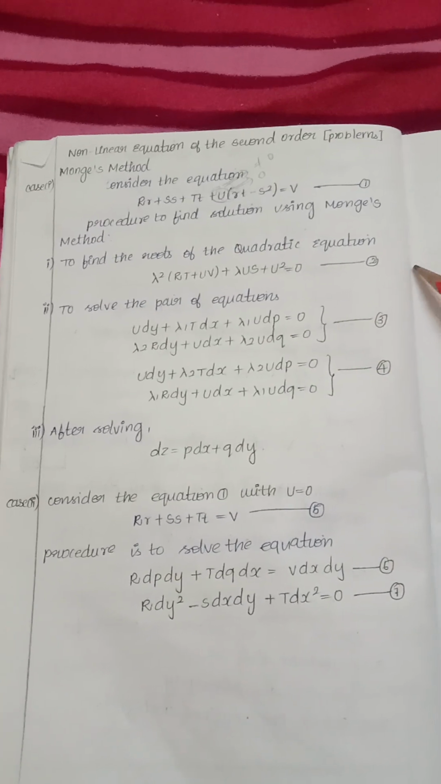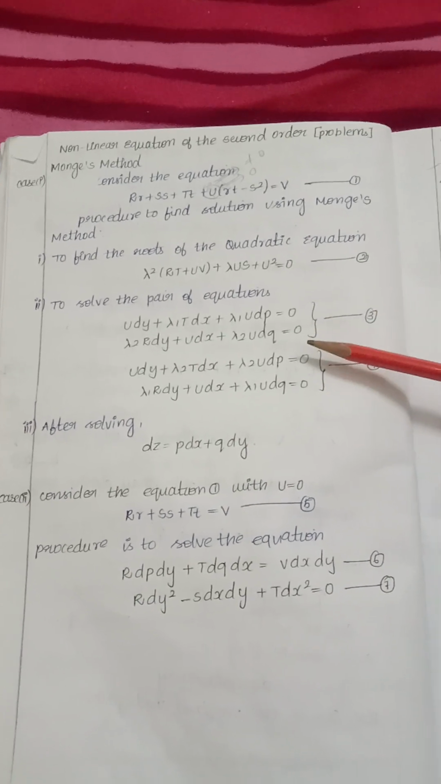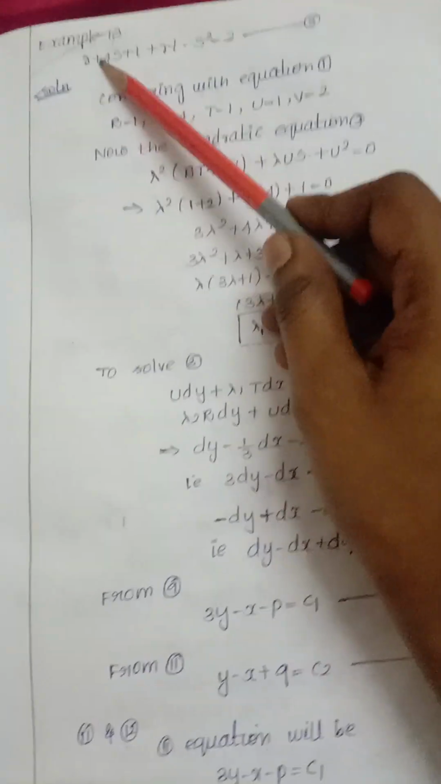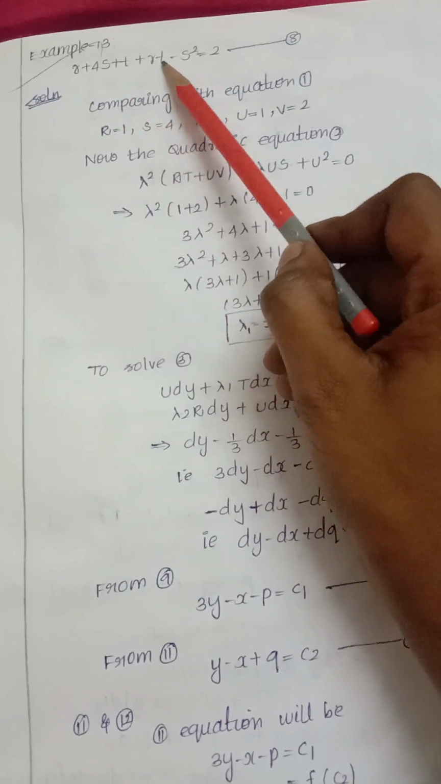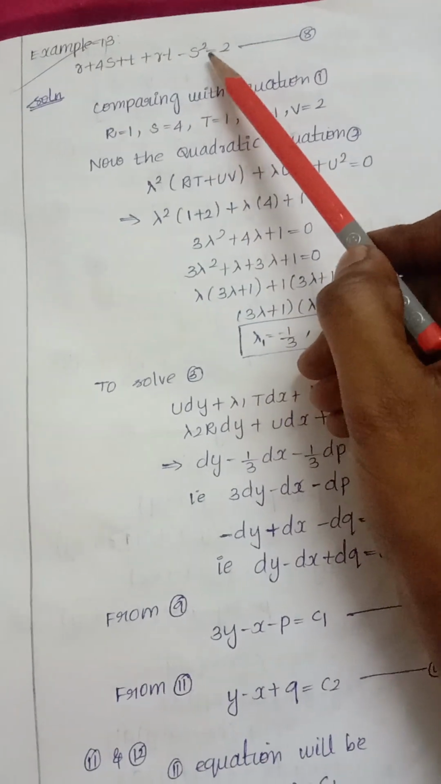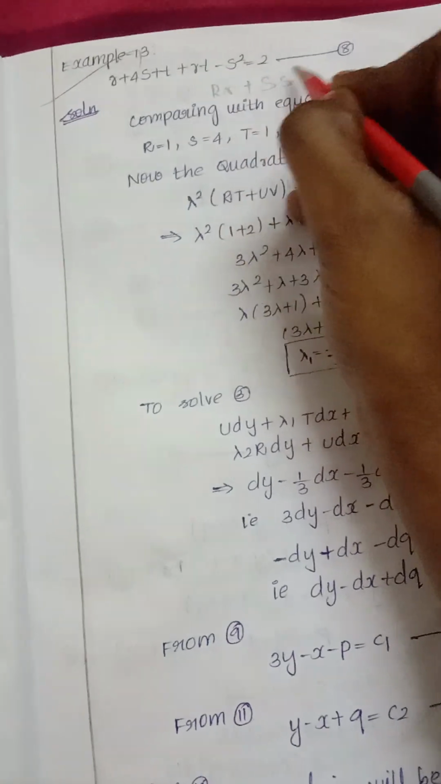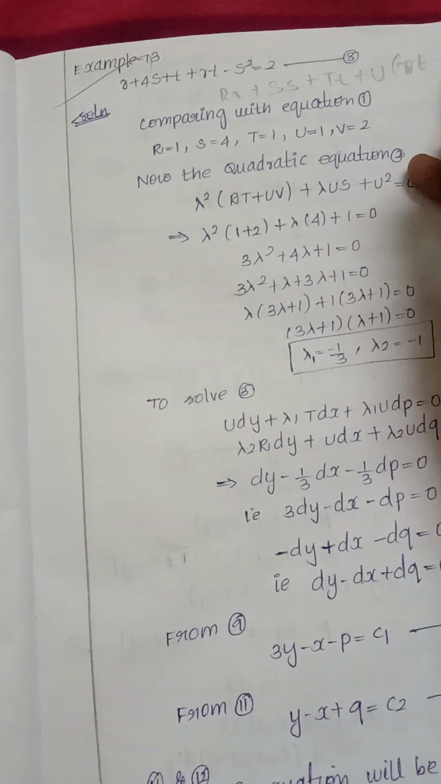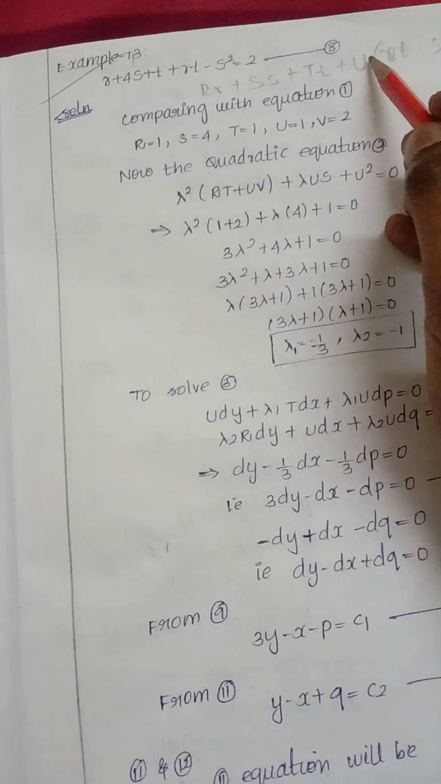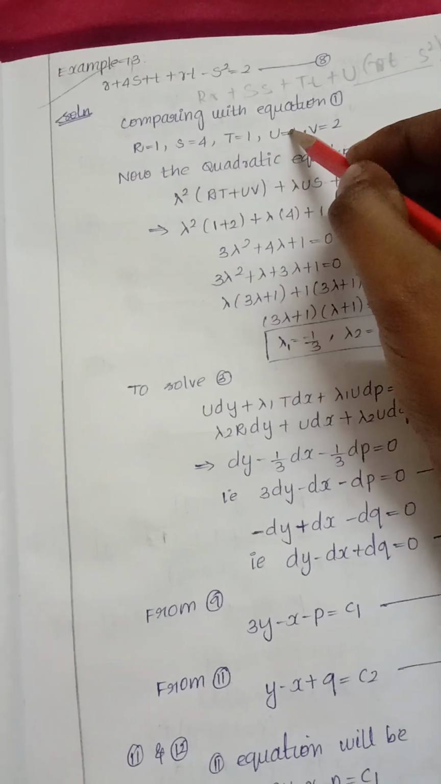The derivation involves a lot of terms, and we finalize these steps to solve by Monge's method if U is not equal to 0. So the example is example 13, that is r + 4s + t + (rt - s²) = 2. We have to compare the equation with Rr + Ss + Tt + U(rt - s²) = V. We easily find U equal to 1, so it is in the first case.